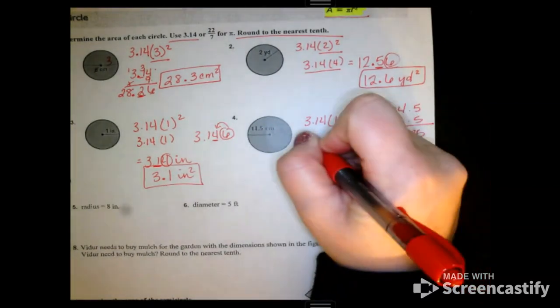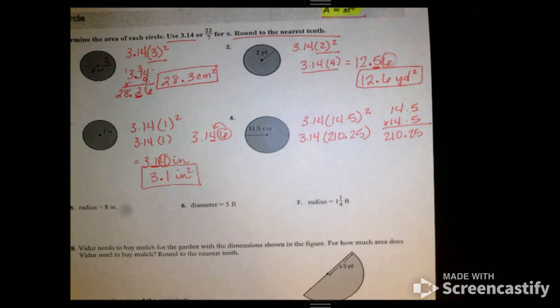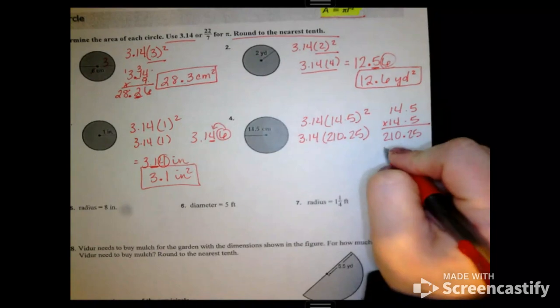So I have 3.14 times 210.25. That's a lot of multiplying. You see what I said? Your multiplication is going to be the thing that gets you. Yeah. Okay, so let's work through that one.